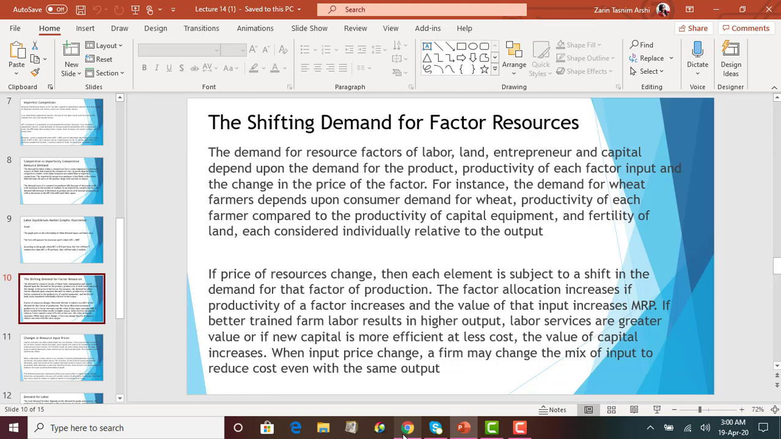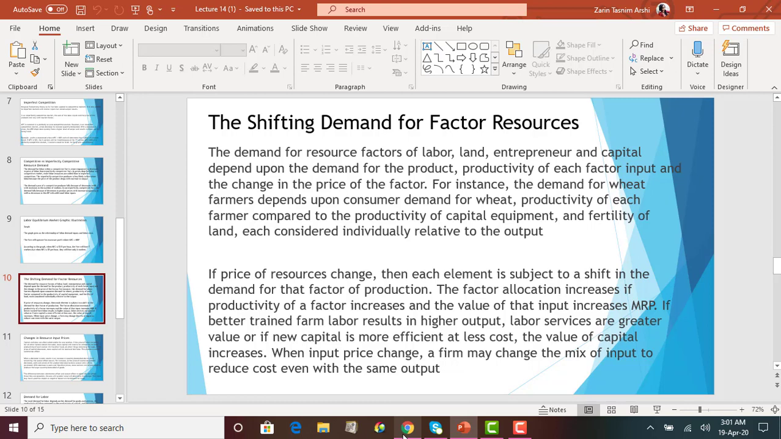Okay, the factor allocation increases if the productivity of a factor increases, the value of the input increases, MRP. Again, what it's trying to say is if a better trained farmer results in higher output, basically we will hire more labor as compared to new capital. Labor services are of greater value, so we will hire more labor. Or in the other case, if new capital is more efficient and less expensive, then the value of capital increases.